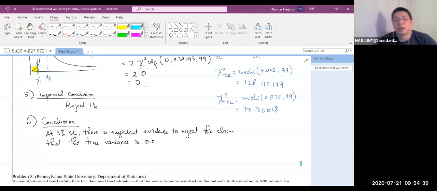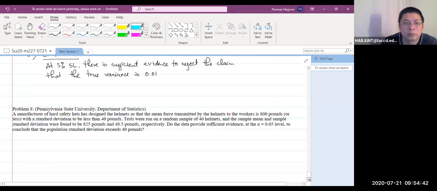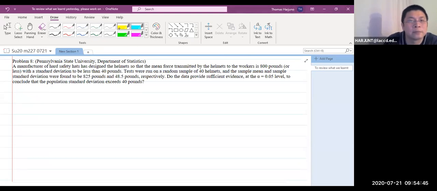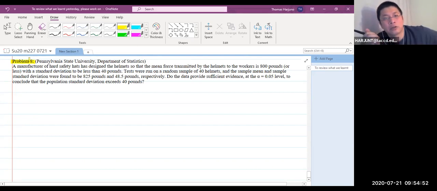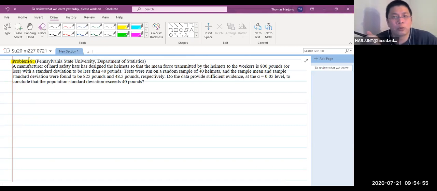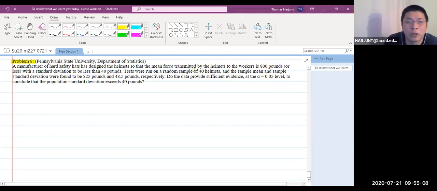Okay. Now, number 8, the last one, problem 8. A manufacturer of hard safety hats has designed a helmet so that the mean force transmitted by the helmet to the workers is 800 pounds, with standard deviation to be less than 40 pounds. The tests were run on a random sample of 40 helmets, that's our N, with sample mean of 825 and sample standard deviation 48.5.